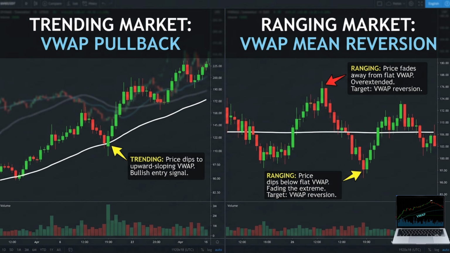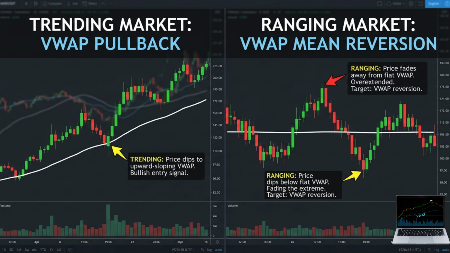3. Comparing market states. Feature: trending state versus ranging state. VWAP role: dynamic support/resistance versus price magnet, the mean. Primary entry: pullback to VWAP versus touch of second SD bands. Slope angle: steep, 45 degrees plus, versus flat, horizontal. Ideal indicator: MACD, ADX, trend strength versus RSI, stochastics, overbought/oversold.